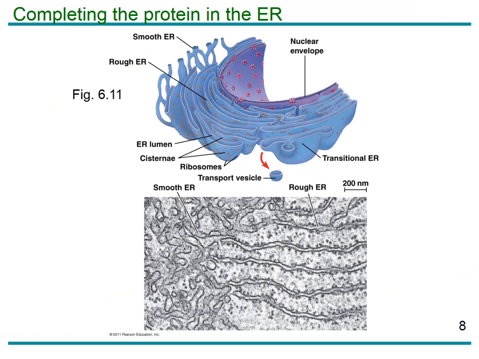Now, if you'll recall, when we talked about cell structures, I talked about the idea that the endoplasmic reticulum comes in 2 different types. We have a smooth endoplasmic reticulum and a rough endoplasmic reticulum. The difference between the two is that the rough ER has ribosomes attached while the smooth ER does not. Ribosomes can either be free in the cytoplasm or they can be attached to the endoplasmic reticulum, and the endoplasmic reticulum with those ribosomes is our rough endoplasmic reticulum.